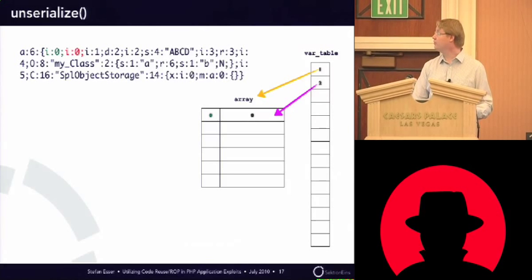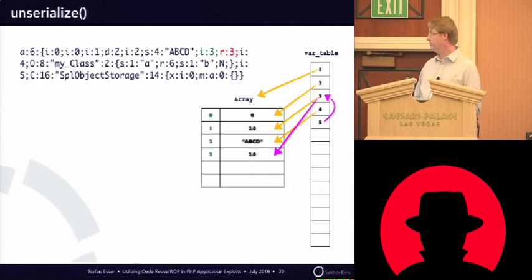And this continues to a floating point 2.0, a string ABCD, and now we get a reference. And now it's a reference to the third slot. So PHP will go to the third slot and see, oh, it's a pointer to the floating point 2.0, so this will be the reference to the 2.0.